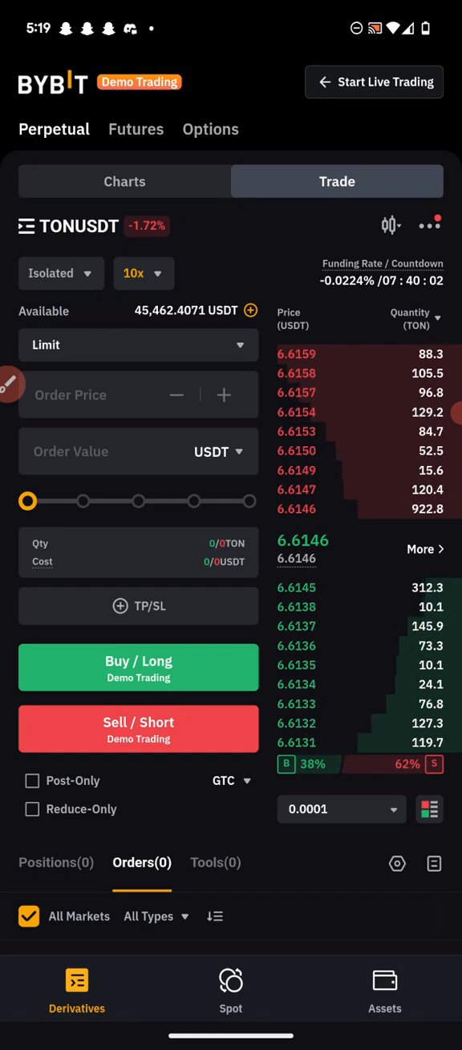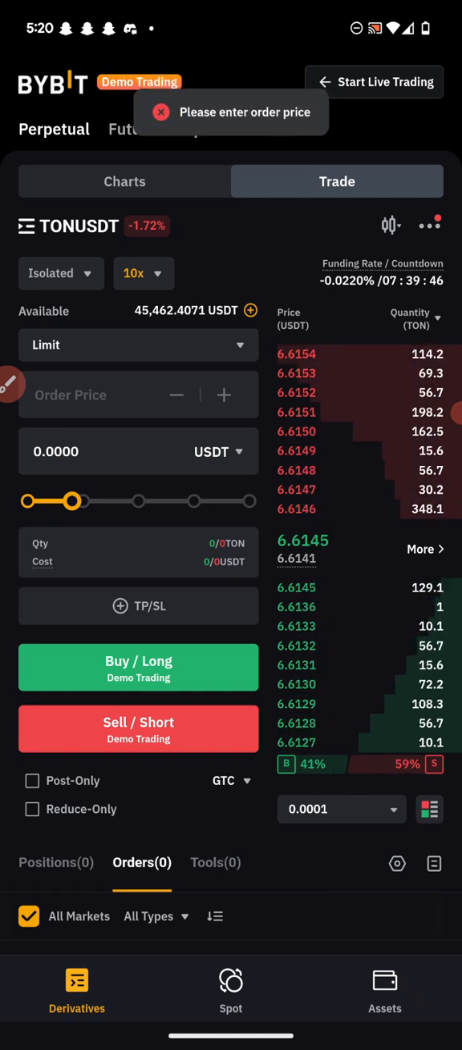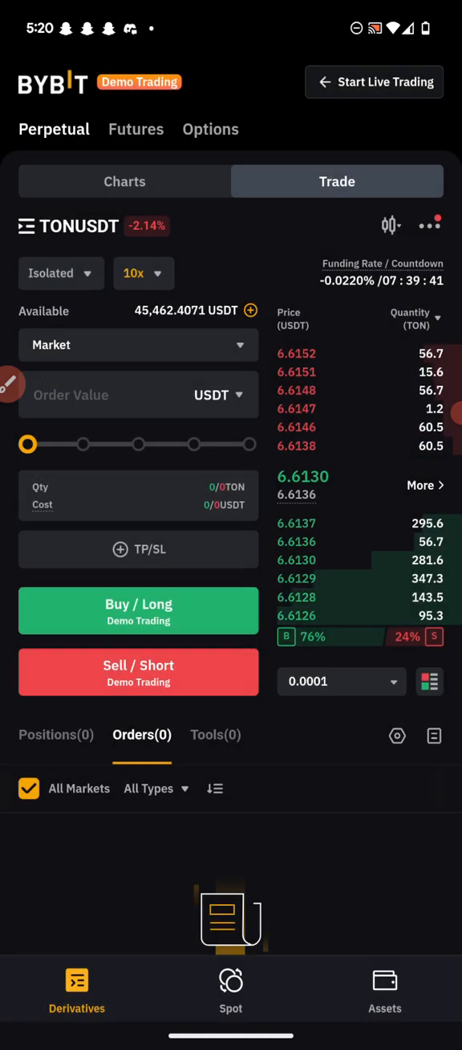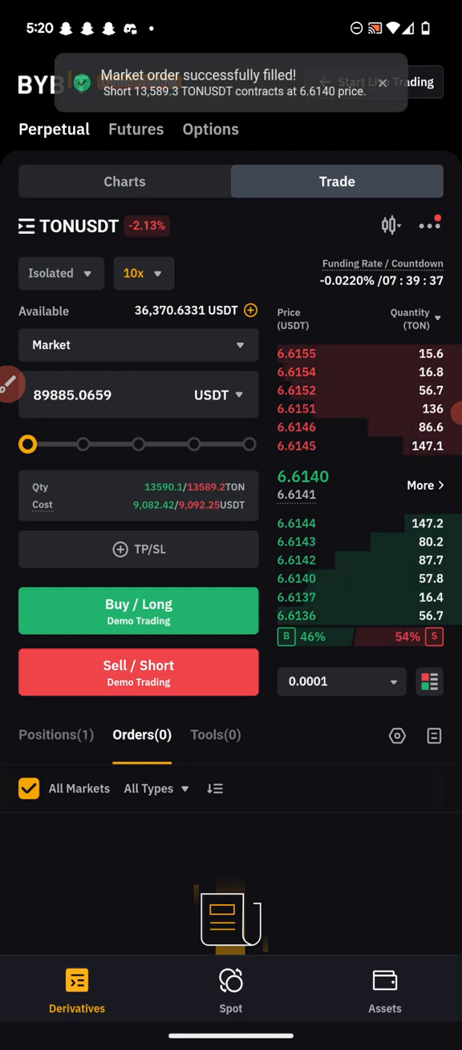Now, for example, this particular TON USDT is on now. I want to take a trade and it is on isolated. Let me pick a trade. Remember, we are using demo. Okay, let me change it to market. I just click on sell.